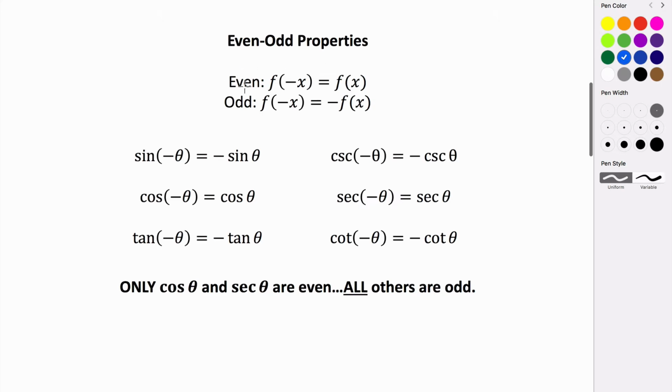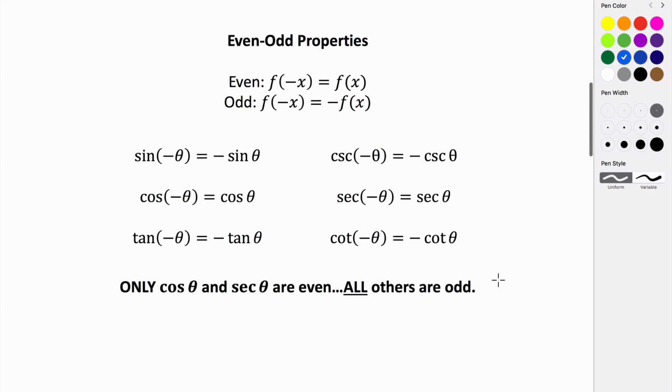In this video, we're going to look at the even and odd properties of trig functions. If you recall, a function is even when evaluating the function at the opposite of x is equal to evaluating our function at x. A function is odd if evaluating the function at the opposite of x is equal to the opposite of our function when evaluated at x.